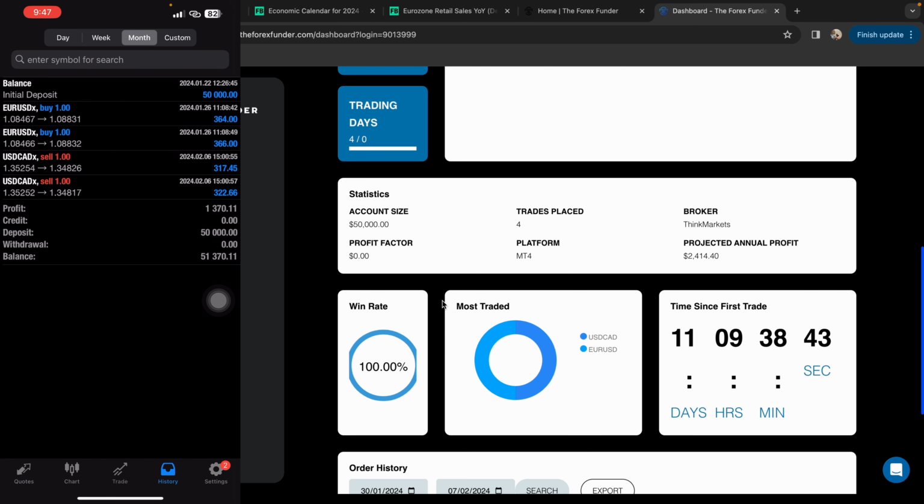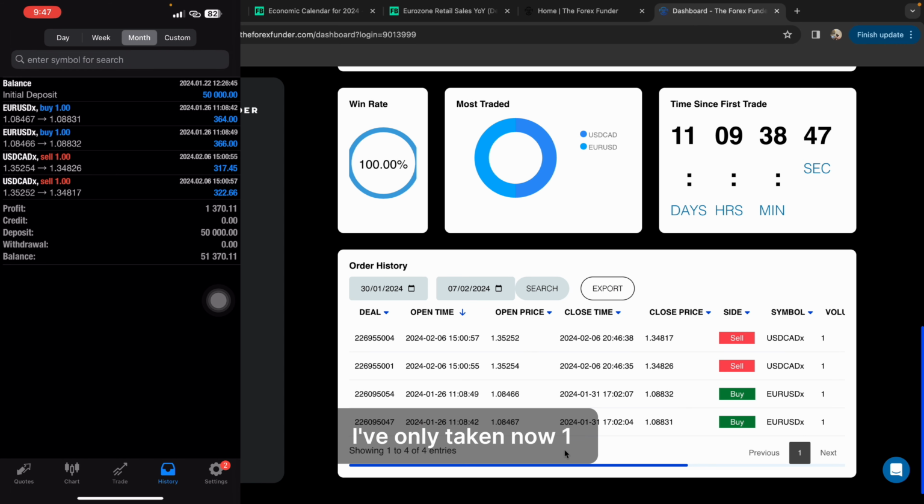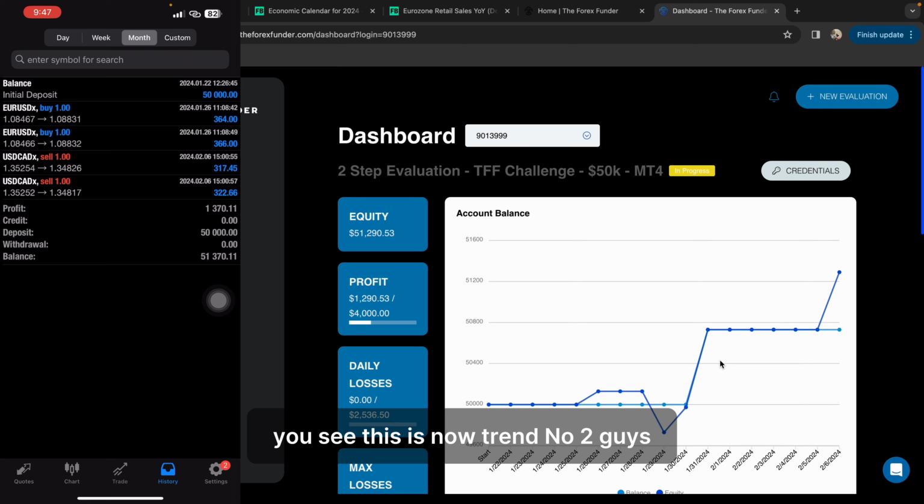Obviously, you can see our win rate is 100%, traders. I've only taken 4 trades so far. You see, traders, 4 trades only. I've taken a buy on EURUSD, then a sell on EURUSD. These are 2 trades, but I just opened multiple positions. You can see, traders, this is now trade number 2, guys.